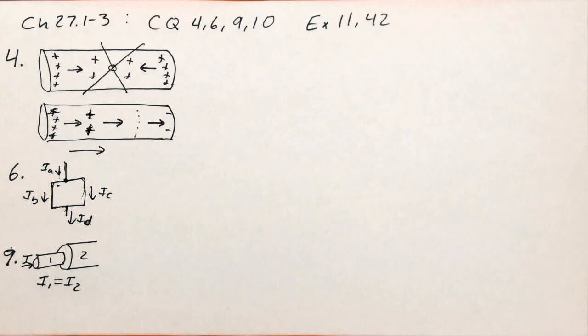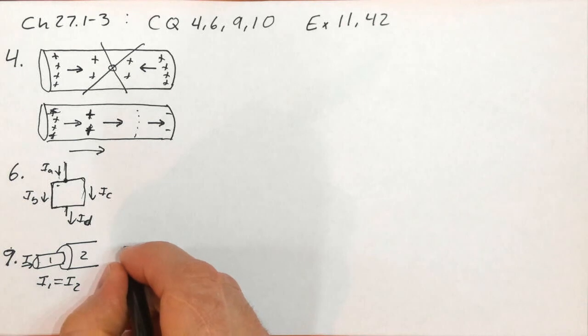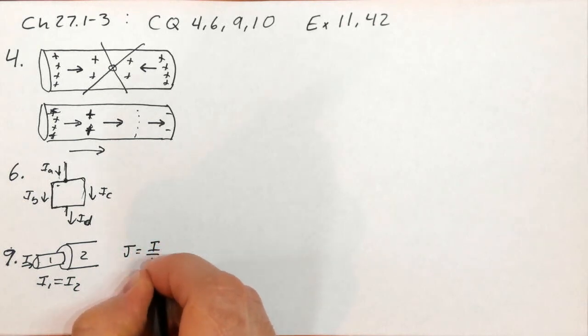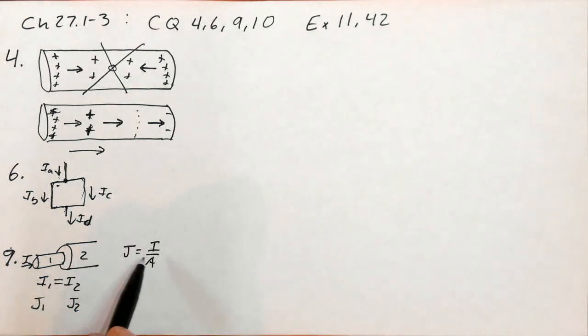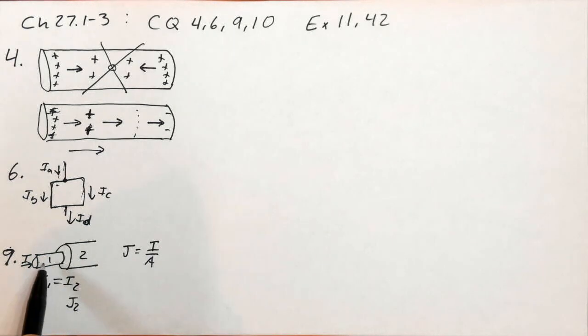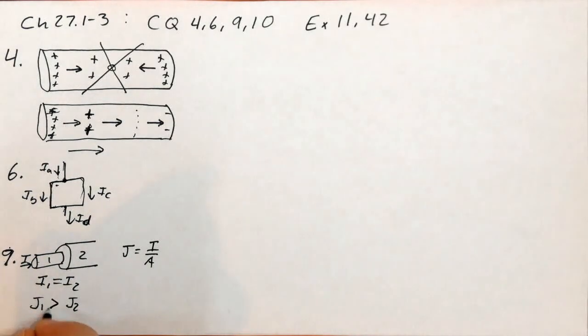Now, the other two questions: compare the current densities. From your reading, you read that current density is current divided by area. That's saying how much current per unit area is flowing, and that area is a cross-sectional area. So if that's our definition of current density, which one's bigger, J1 or J2? We can see that the one with the smaller area has a bigger current density. So we have J1 greater than J2.